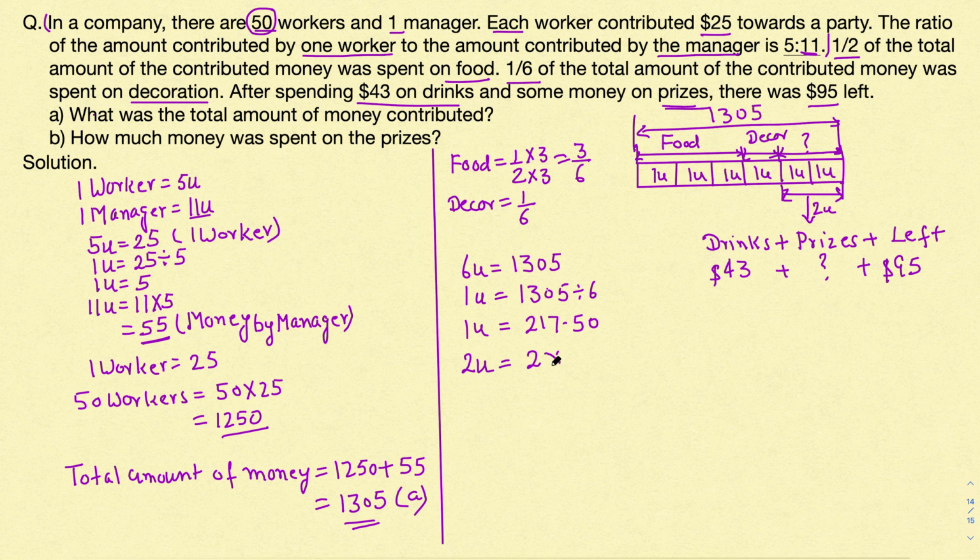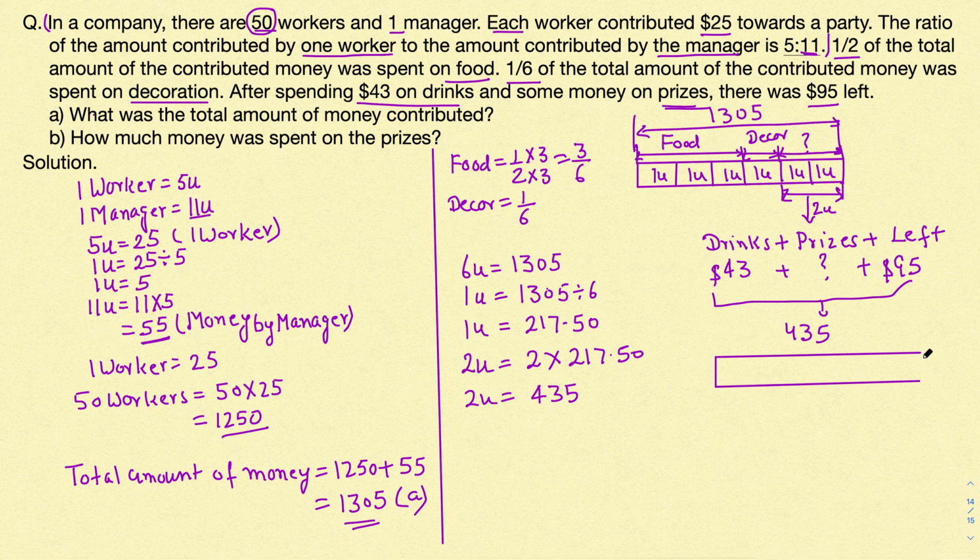So from here we can find how much will be 2 units. So 2 units will be 2 times $217.50. So that will give you $435. Okay, $435. So basically this whole thing costs in total $435. Okay, so if you want to understand it better, we can quickly draw a very simple model for this one.